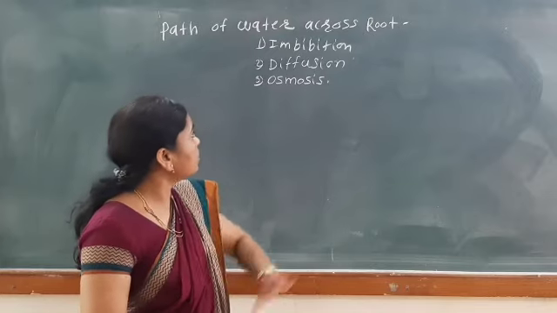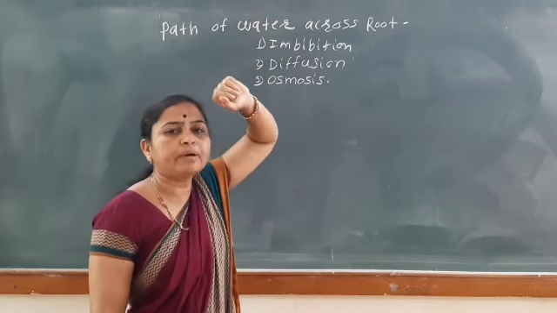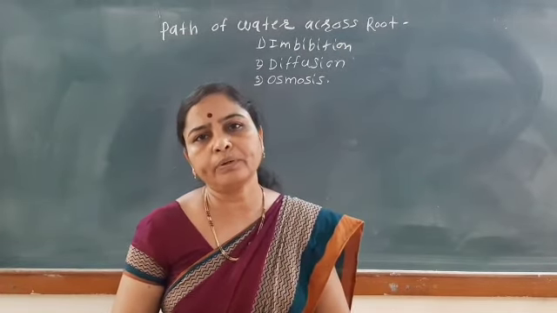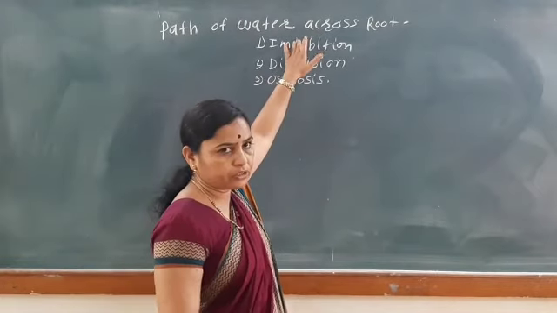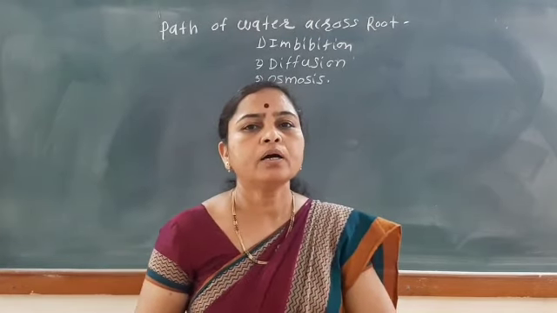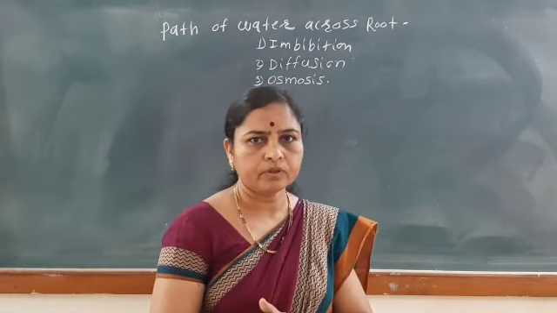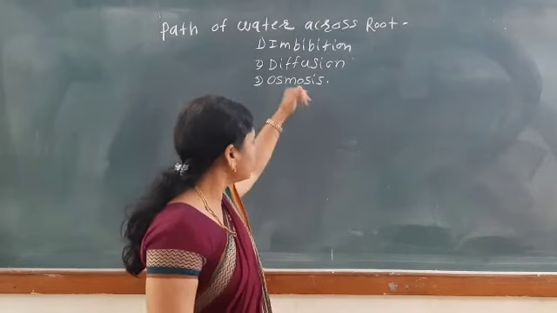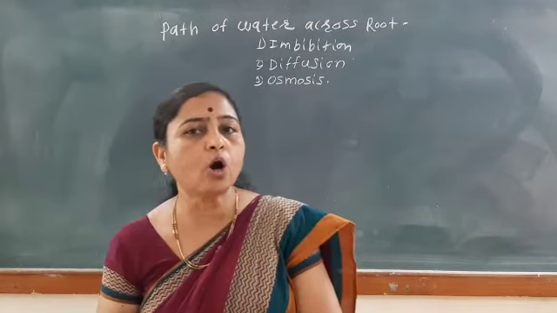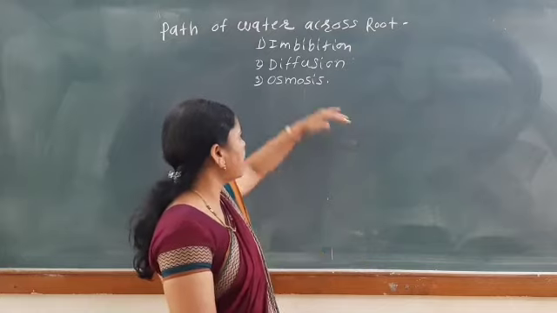So by these three physiological processes absorption takes place. Today we will see how imbibition takes place. Imbibition means the adsorption of water by hydrophilic compounds. Diffusion means the movement of ions, atoms or molecules from higher concentration to lower concentration, and it takes place freely. While osmosis means the movement of the solvent, that is water, from the low concentration solution to the higher concentration solution through a semi-permeable membrane.